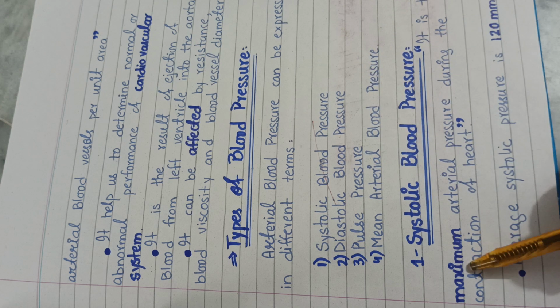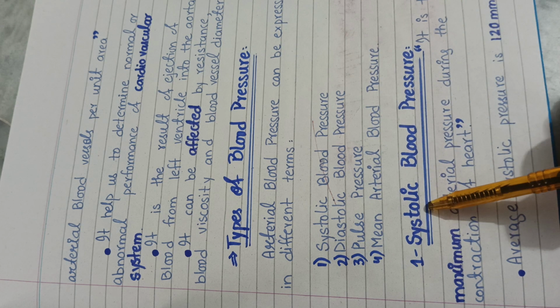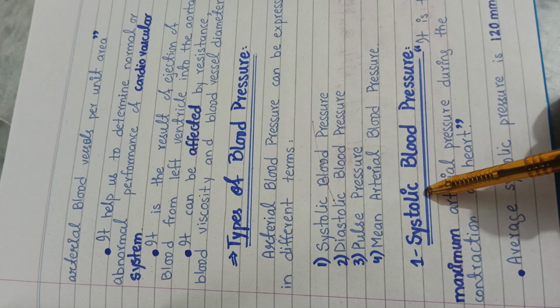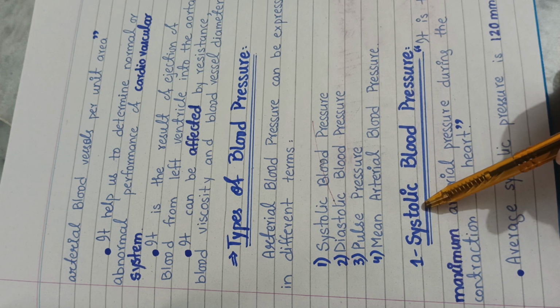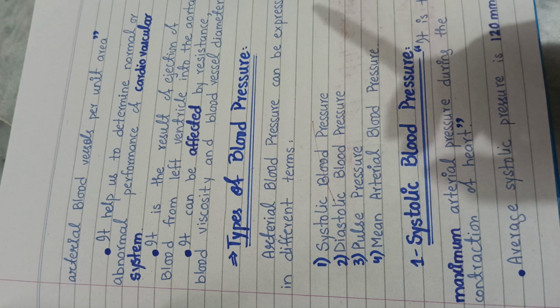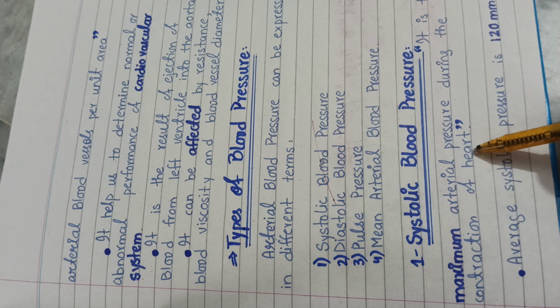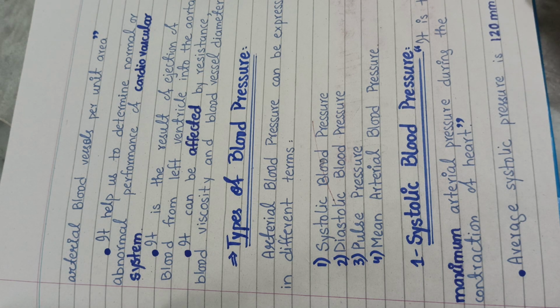Systolic blood pressure is the maximum arterial pressure during the contraction of the heart. Always remember that the word systolic always means contraction. Whenever your heart chamber is going to contract, it is always systolic, so we say atrial systole, ventricular systole. So systolic blood pressure is the maximum blood pressure showing your heart contraction, and the average value of it is 120 mm of Hg.